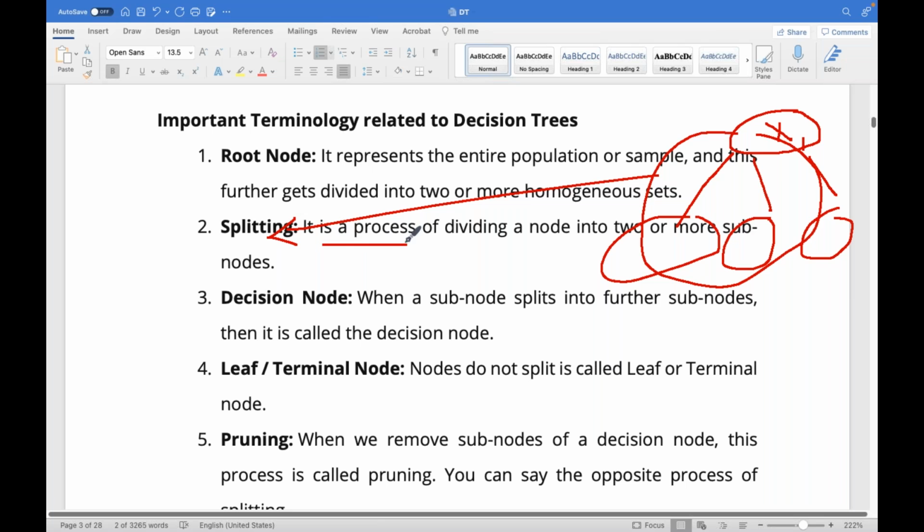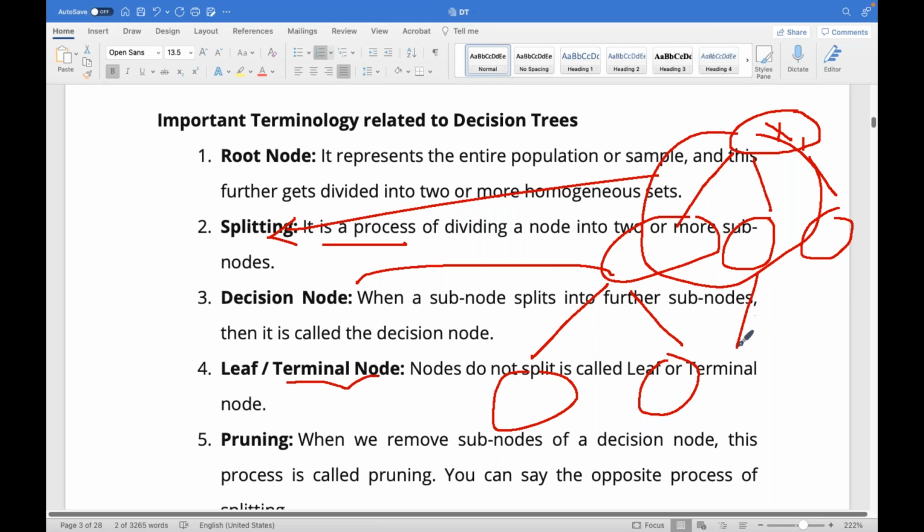Splitting is the process of dividing a node into two or more subnodes. A decision node is when a subnode splits into further subnodes, meaning this node is again split into other nodes. When a subnode splits into further subnodes, it is called a decision node. Clear? And what is a terminal node?